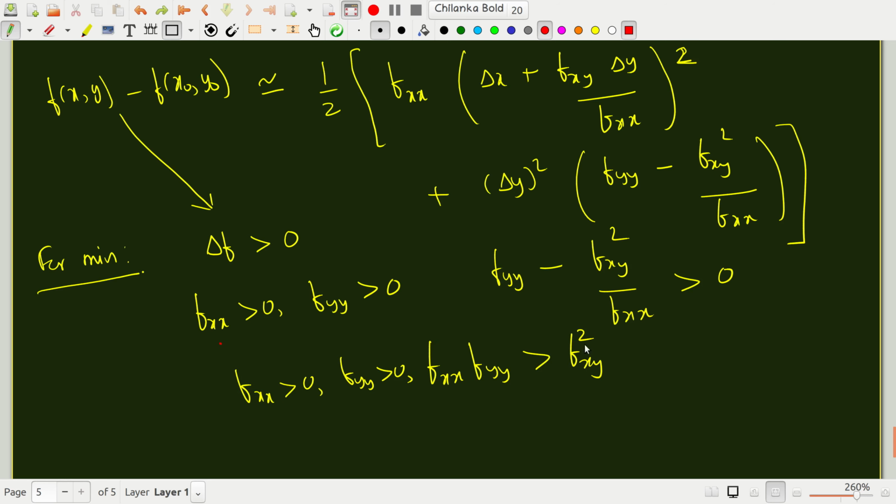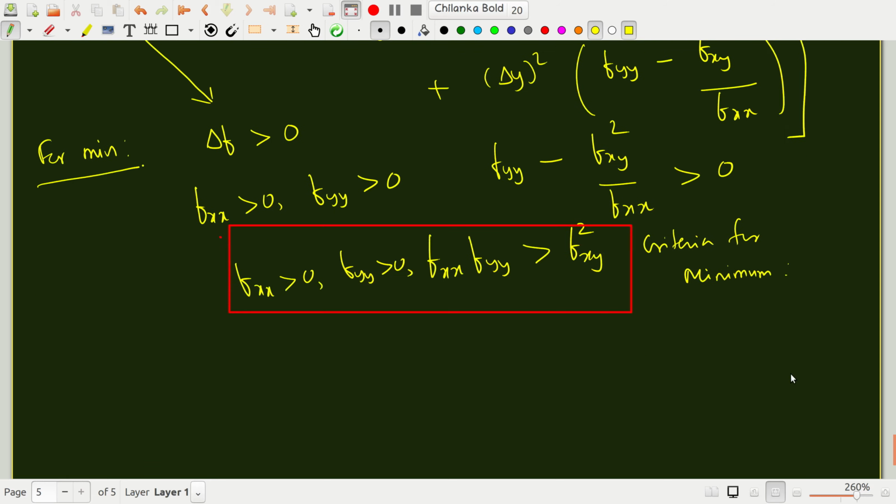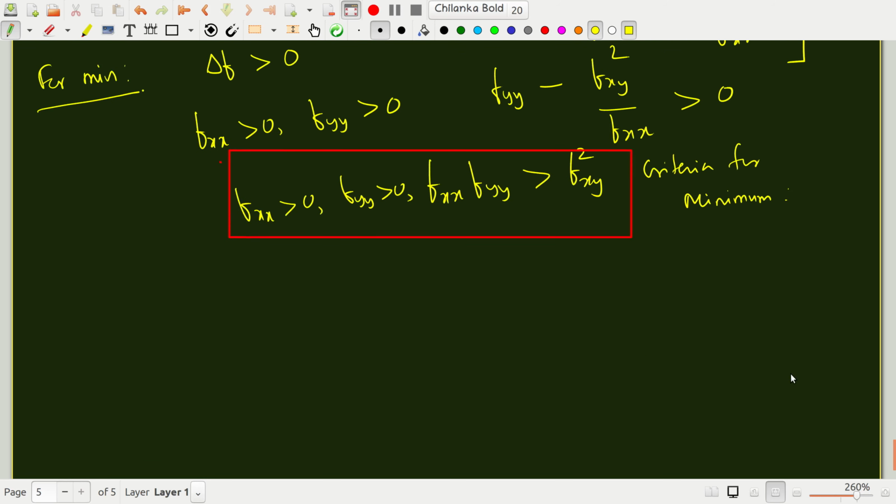I'm sorry about this. Okay, this is the condition for the minimum of a function of two variables. This is the criteria for a minimum. This is often used in thermodynamics. If you want to look at the minimum of Gibbs free energy, the Gibbs free energy is a function of pressure and temperature, and if you want to minimize that function, you need to use these formulae because you have a function of two variables.